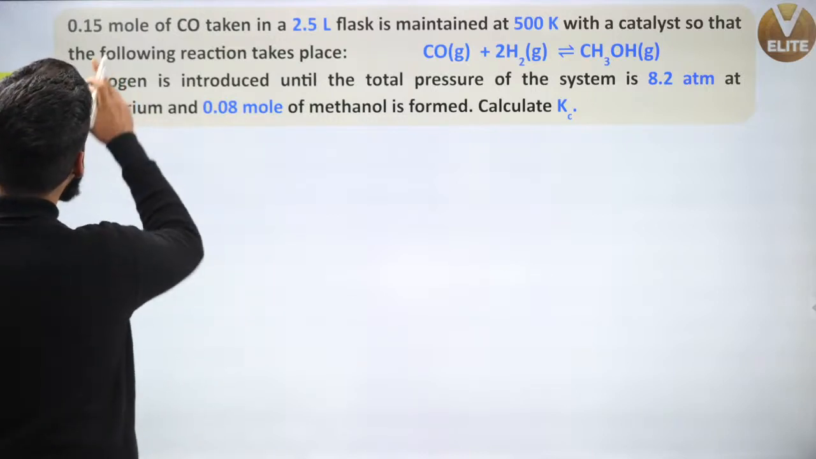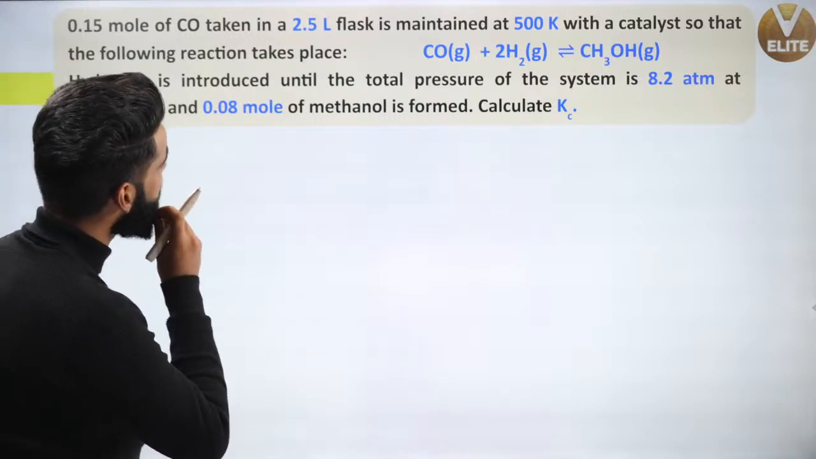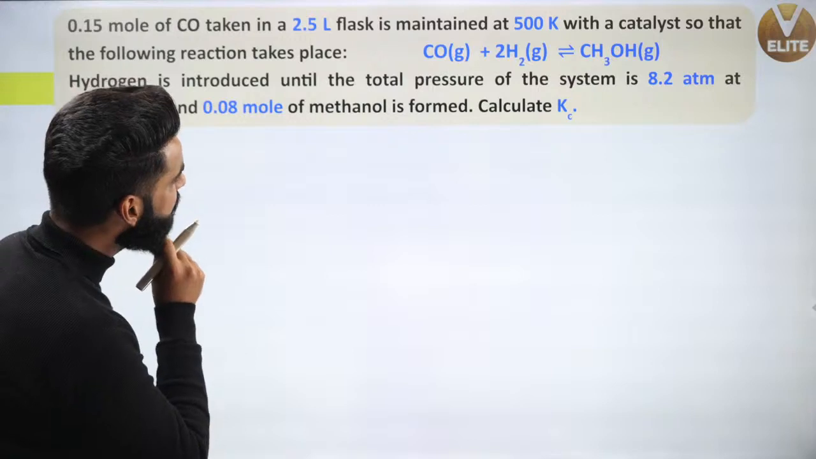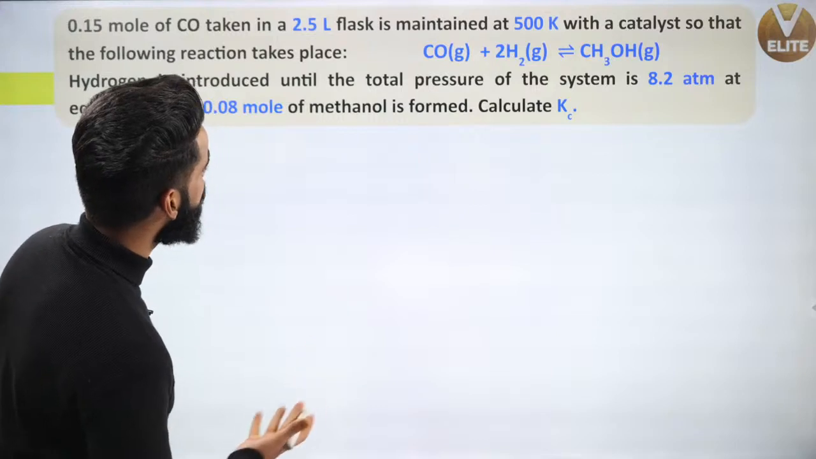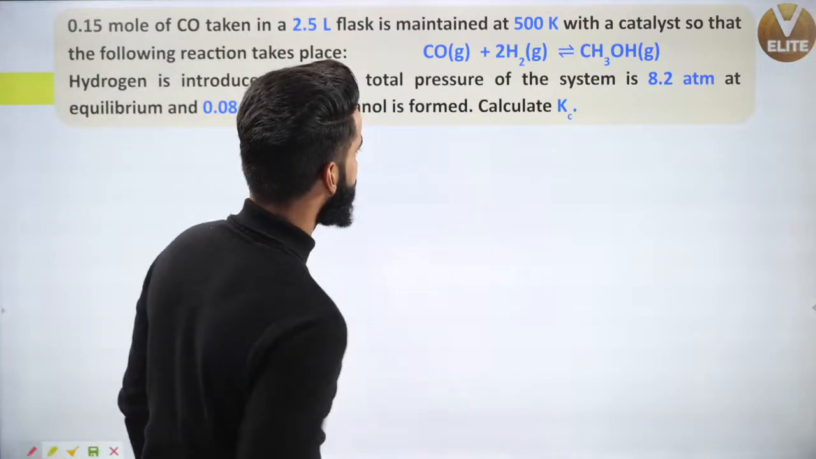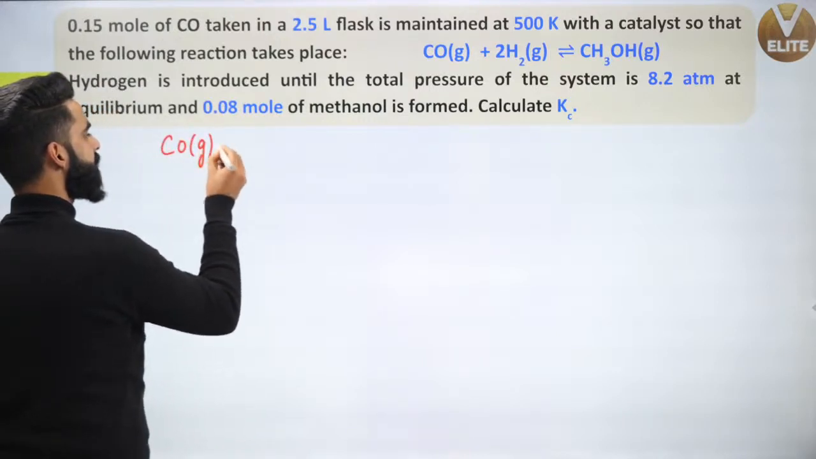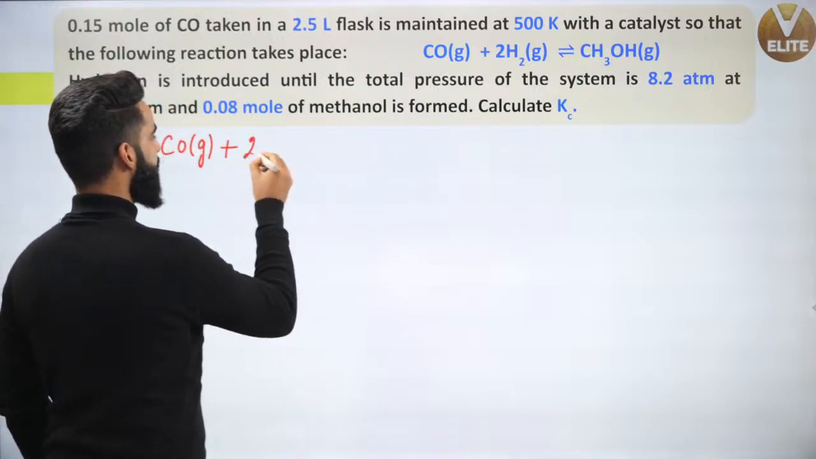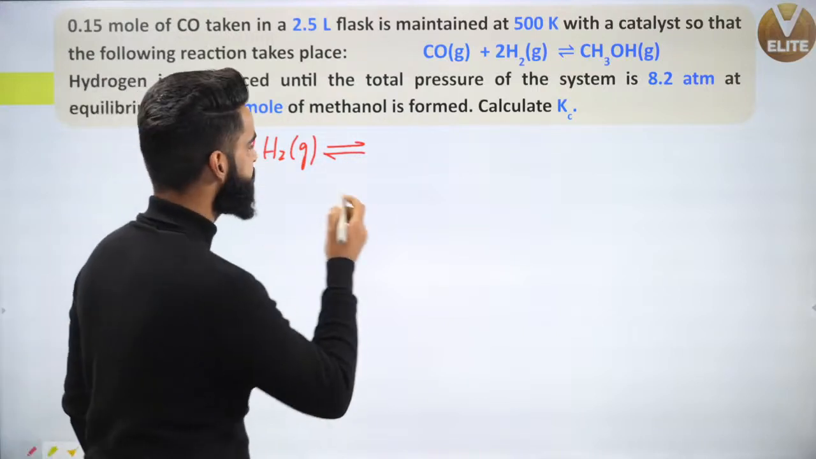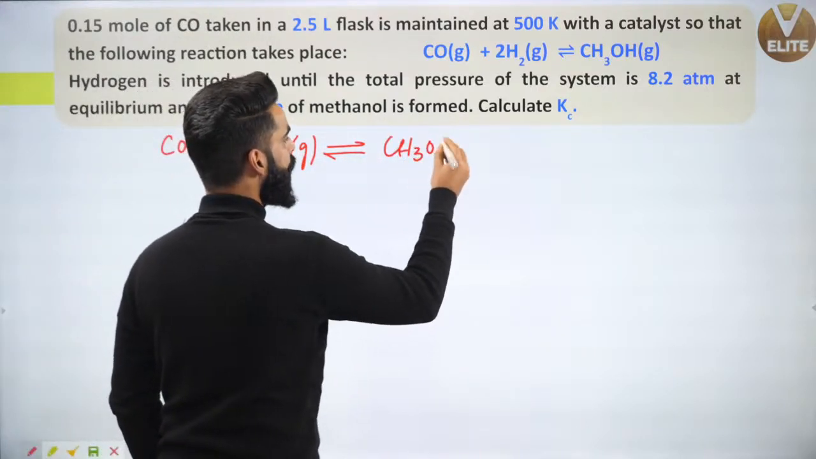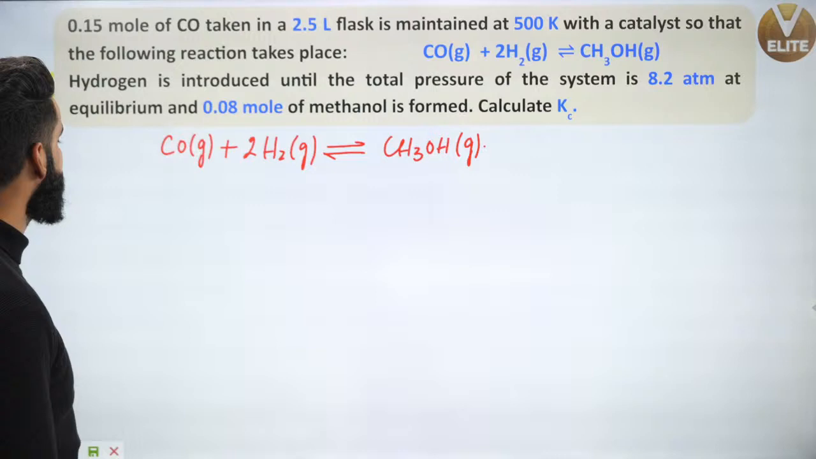See, guys, 0.15 moles of carbon monoxide taken in a 2.5 liter flask is maintained at 500 Kelvin with a catalyst so that the following reaction takes place. What is the reaction? Carbon monoxide gas plus twice H2 gas is in equilibrium with CH3OH gas. This is the reaction which is given to us.